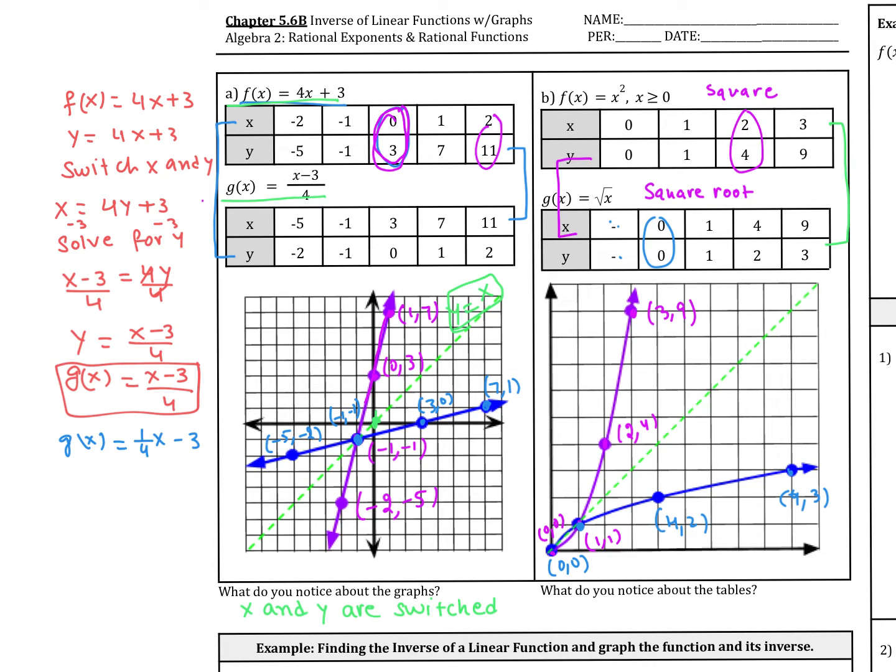The inverse functions are reflected over the y equals x line. Y equals x is this line. What you notice about this is again the same thing, that the x and y are switched, and they are reflected over the y equals x line.